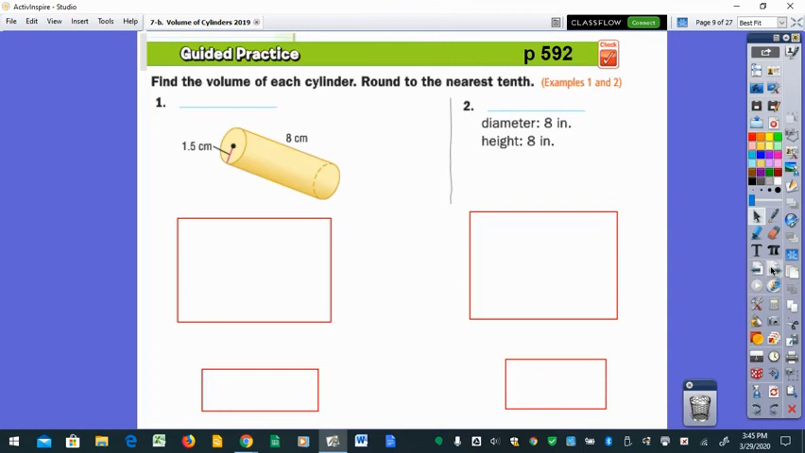So there's a couple problems here that you could try. So I'm going to leave this up on the screen. Pause your video and see how you do finding the volume of these two.